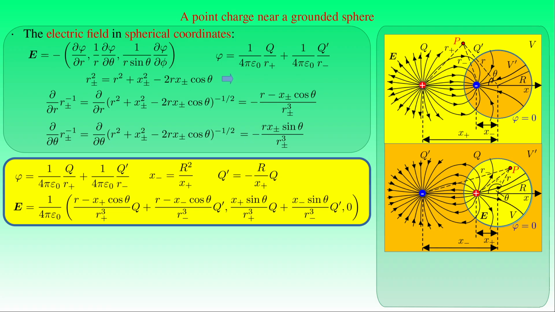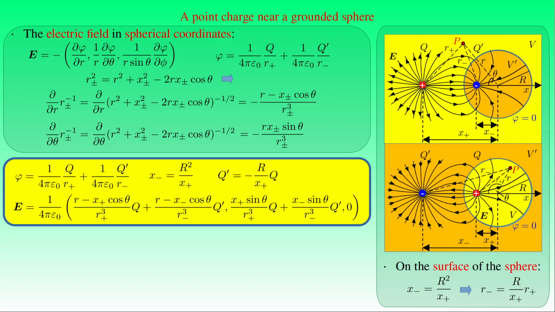The distance x sub minus of the image charge q prime from the center of the sphere, that is from the origin of the spherical coordinate system, was expressed as the square of the radius R of the sphere divided by the distance x sub plus of the inducing charge q from the center of the sphere. If we suppose that the point P is located on the surface of the sphere and apply this equation, we can write the distance r sub minus of the point P from the image charge q prime as the ratio of R to x sub plus, times the distance r sub plus of the point P from the inducing charge q.